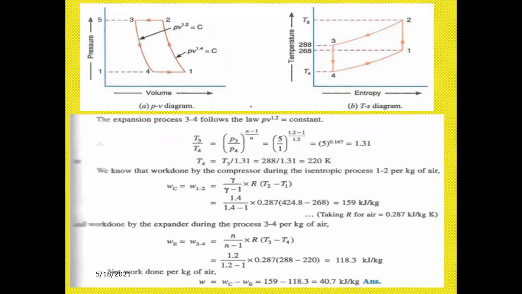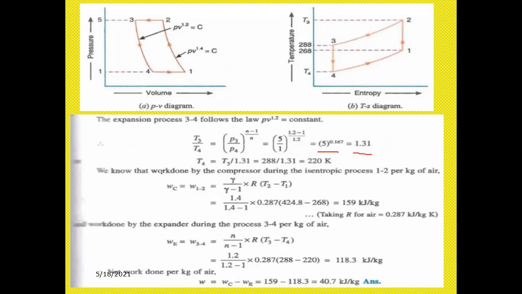law of P V to the power of 1.2 is equal to C. Therefore, T3 by T4 is equal to P3 by P4 to the power of n minus 1 by n. Therefore, n is equal to 1.2, as we know. Therefore, P3 by P4 is equal to 5 to the power of 1.2 minus 1 by 1.2. That is equal to this value. So the answer is 1.31.